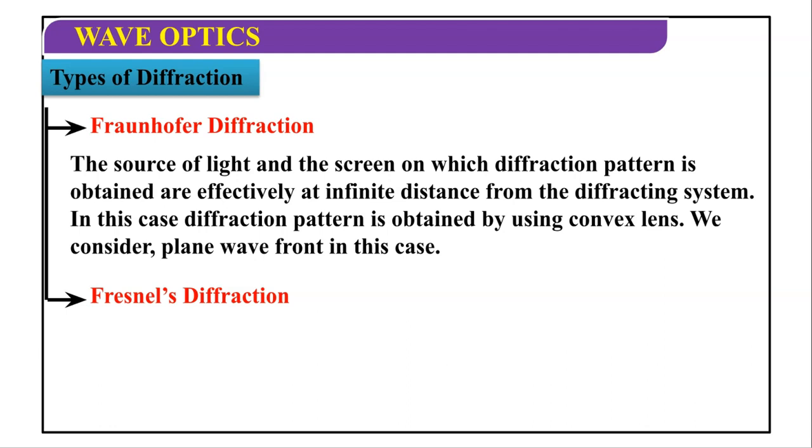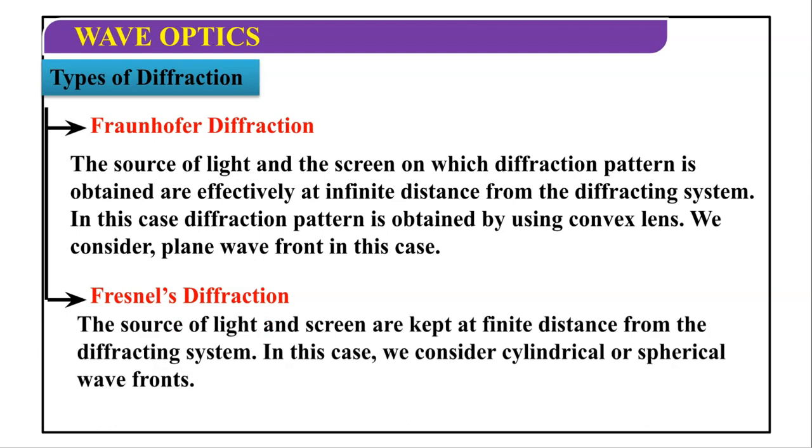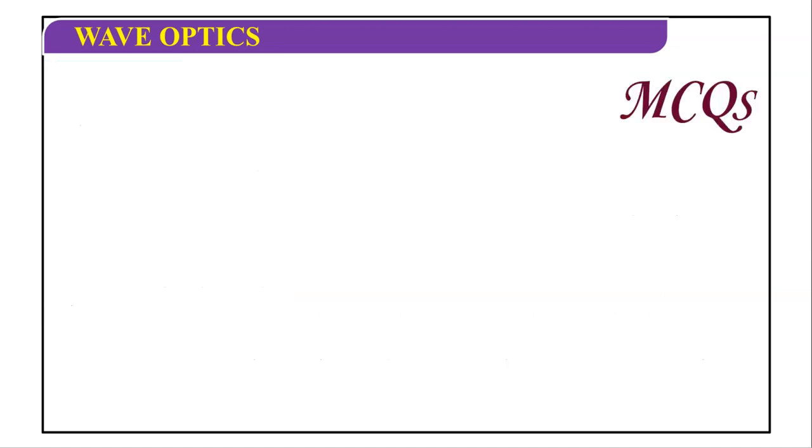We consider a plane wavefront in this case, whereas in Fresnel diffraction, the source of light and the screen are kept at a finite distance from the diffracting system. In this case, we consider a cylindrical or spherical wavefront. So in Fraunhofer, a plane wavefront is formed, and in Fresnel, cylindrical and spherical wavefronts are formed.